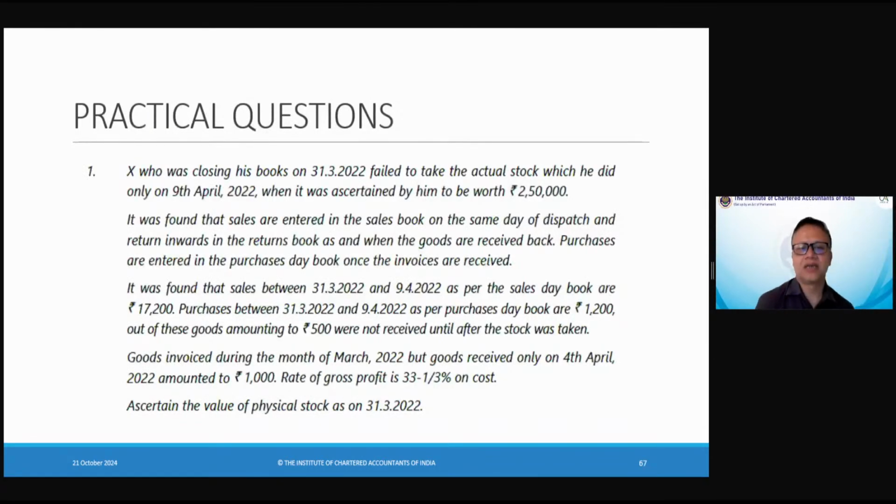Now we will be seeing the practical questions. There are some practical questions in the study material we'll be solving. Then we'll go into the CA Foundation questions after this. Now here, this question is given. I'm not telling anything here. Just can you tell me what you are going to find? Is it the opening stock or the closing stock?